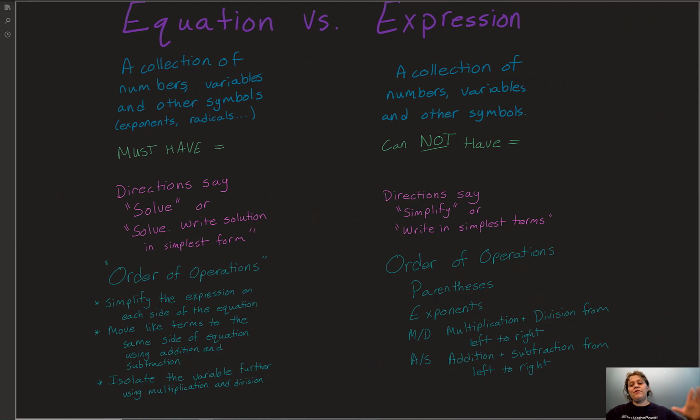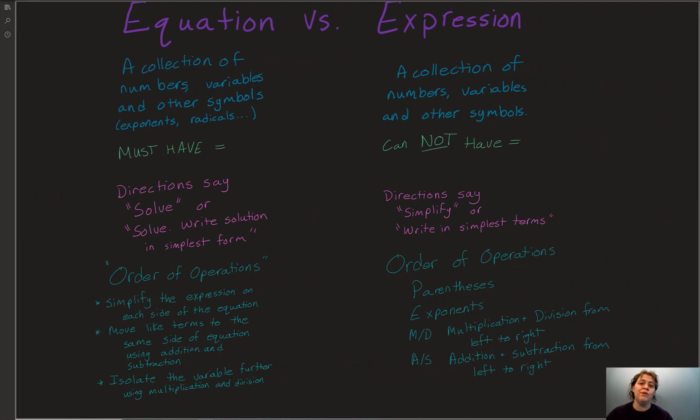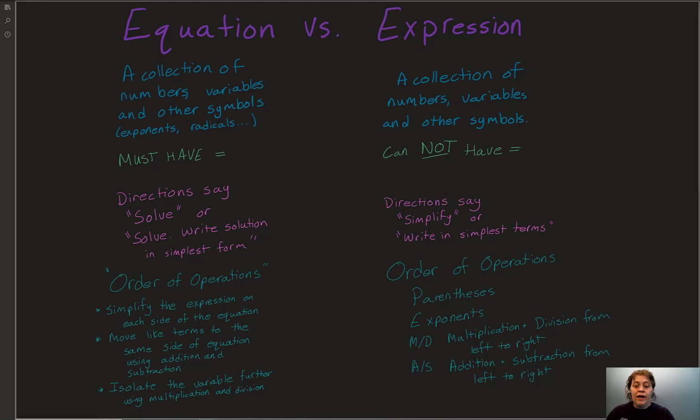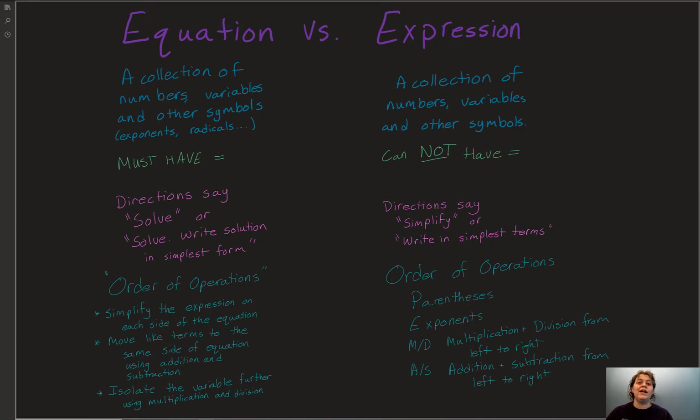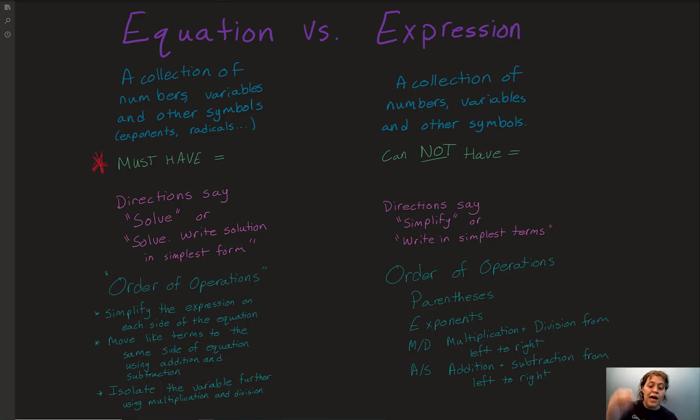First, I want to talk about the difference between an equation and an expression. So far, everything we've dealt with have been expressions. An expression is a collection of numbers, variables, and other symbols, like exponents or radicals. And you know what? So is an equation. In fact, on paper, at first, when you're looking at them, they look almost identical, but they've got one big, huge difference. Equations have to have an equal sign, otherwise they're not an equation. And expressions can't have equal signs because then they wouldn't be an expression. So that's your big major difference. An equation has an equal sign, an expression does not.